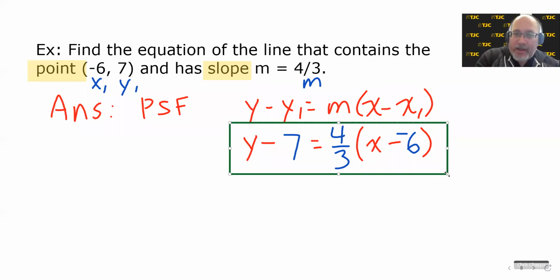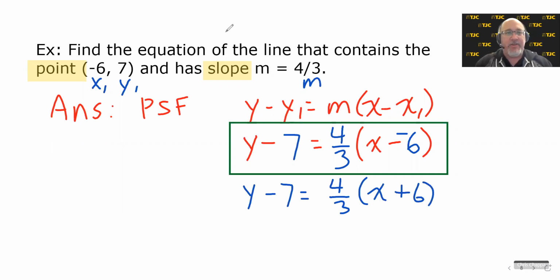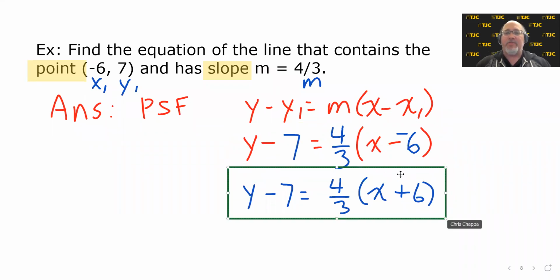Although a double negative is not technically wrong, it is considered unfinished. So if you were to ask to write the equation in point slope form, this would be your better answer: y minus 7 equals 4/3 times x plus 6. Notice this equation still contains the slope, and it still contains remnants of the original ordered pair, -6, 7.